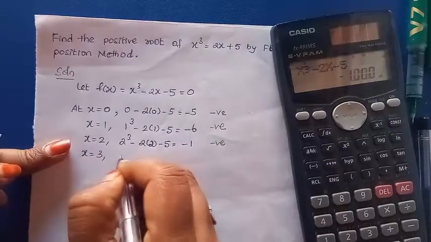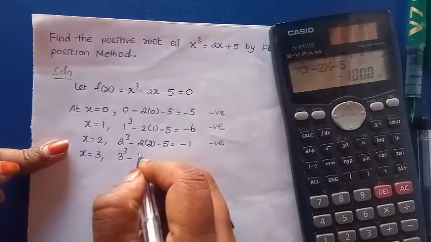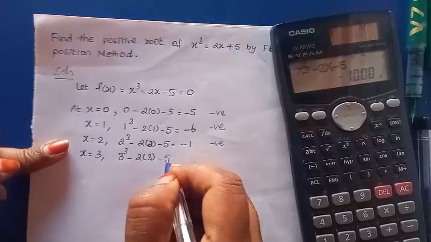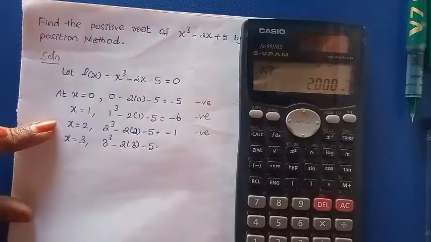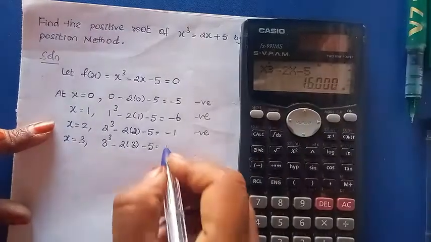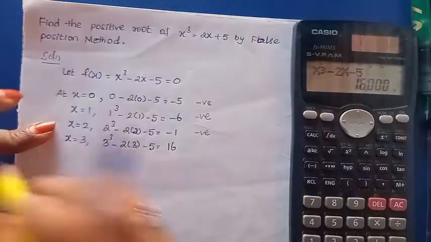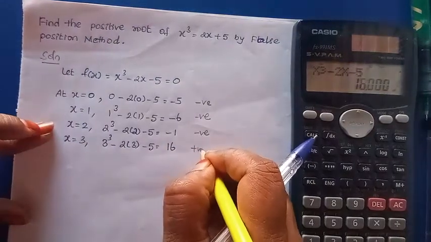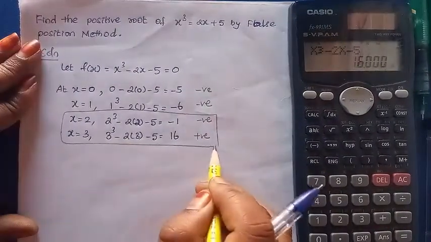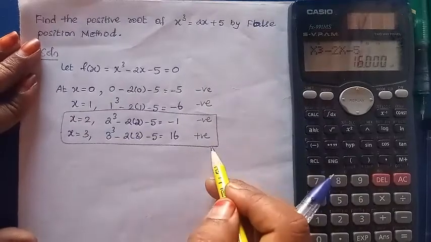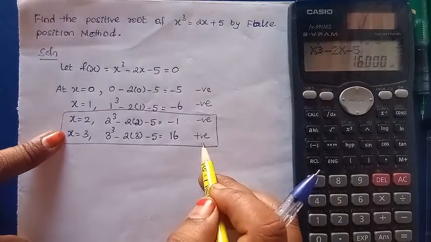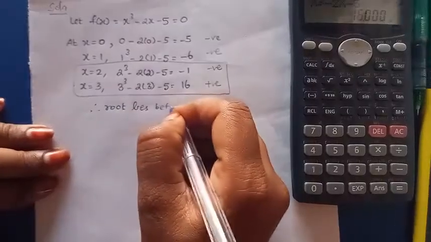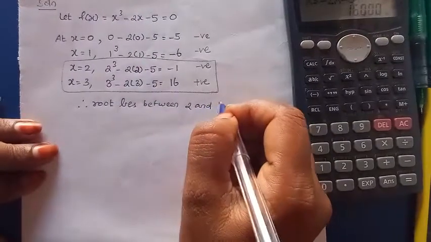Now x equal to 3, 3 cube minus 2 into 3 minus 5. Again press the equal to symbol to type the new x value 3. Press equal to. The answer is 16. Now you got the answer with a positive sign. You can observe that in the last two values there is a changeover in the sign. So x equal to 2 gives a negative sign and x equal to 3 gives a positive sign. Root lies between 2 and 3.